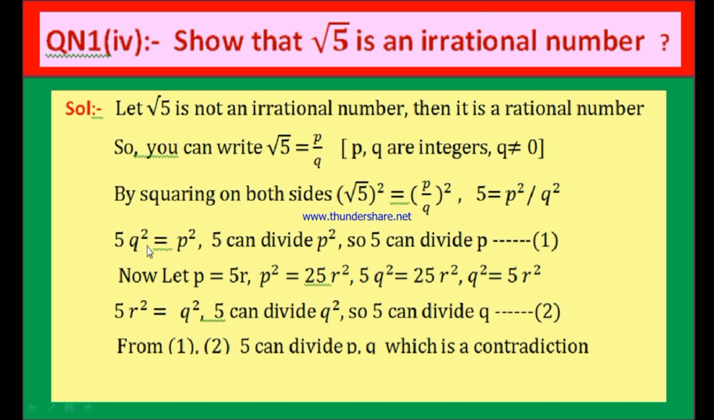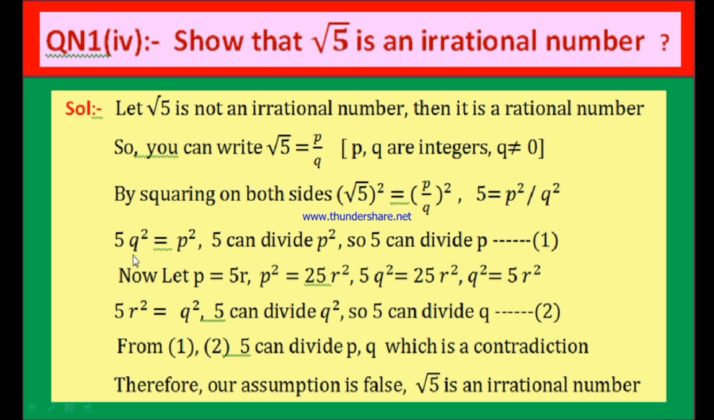Since p square is 5 times q square, 5 can divide p square, because p square is in the form of 5 into something. The value of p square is in the form of 5 into something. Therefore, p square is divisible by 5. 5 can divide p square. If 5 can divide p square, then 5 can also divide p. This is the first result.